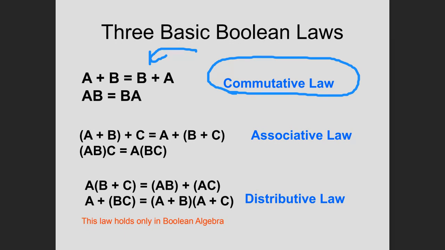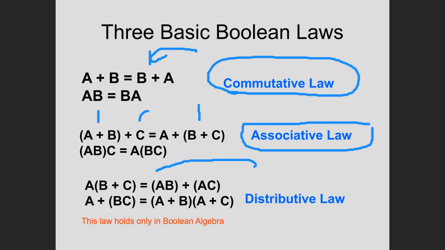And then the same with the associative law. There's one for addition and one for multiplication. The order in which I OR these doesn't matter. If I OR A and B together and then OR the result with C, or if I do it the other way, the outcome is going to be the same. So these first two make sense. And even down here, there's a distributive law, but the one you really have to think about is this one.